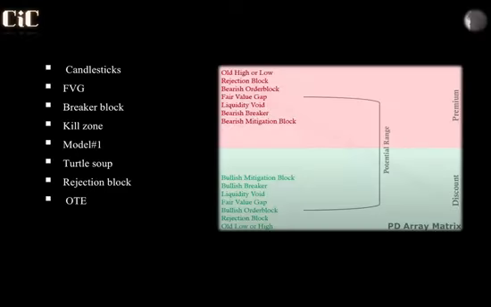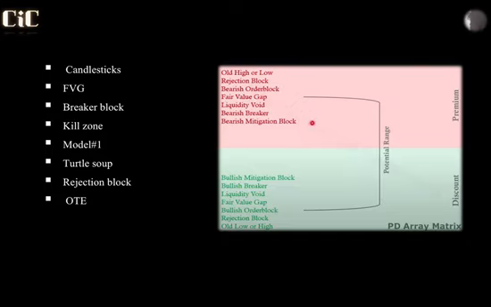Alright folks, before delving into the deeply technical chapters of 2 and 3, here's a quick run through to correct the terminology we use on a day-to-day basis as security traders. So on the right side we have the PD array matrix with all the different key levels that we look for before entering a trade.